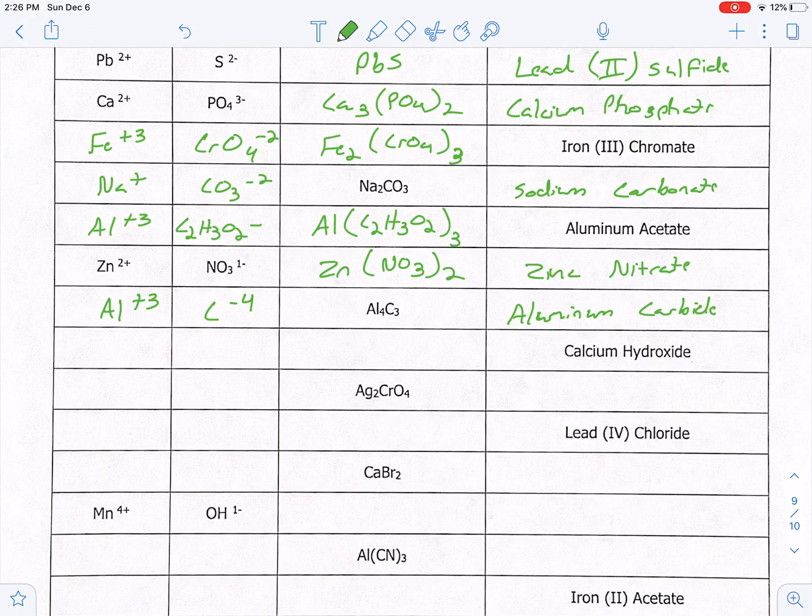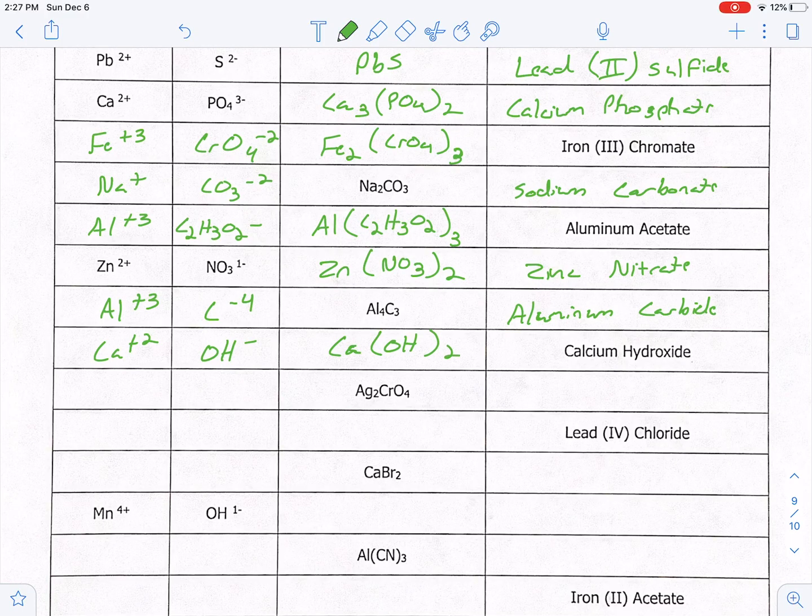Okay, calcium hydroxide. So hydroxide's on your list, so that's OH minus 1. Calcium on your periodic table has a charge of +2. So it's not balanced, so I only need 1 calcium, but I need 2 hydroxides. So OH with a 2.